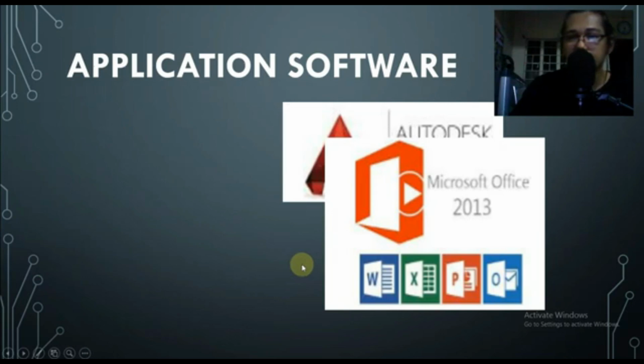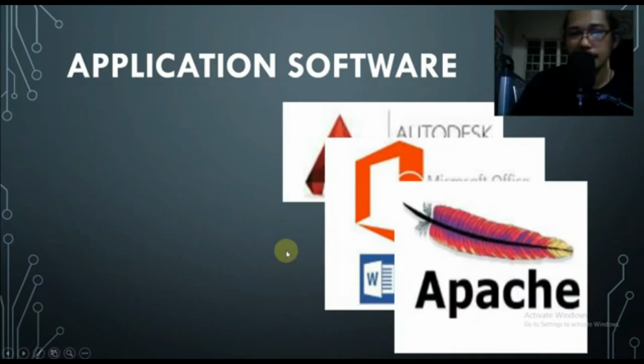Next one is Microsoft Office. Microsoft Office depends on what kind of OS also. For example, the 2013 version has Word, Excel, PowerPoint, etcetera. And this one is Apache. This is a painting software.